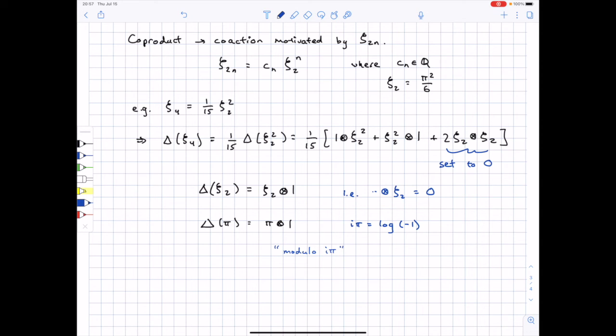So it's in this sense that the two entries here in the coproduct, the left and the right, are in different spaces. On the right, we're working modulo I pi. On the left, we're not. We have the full multiple polylogs.